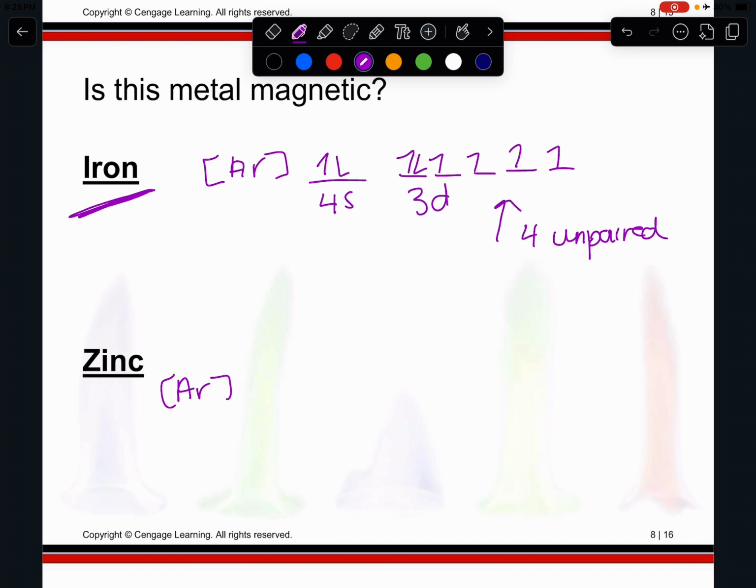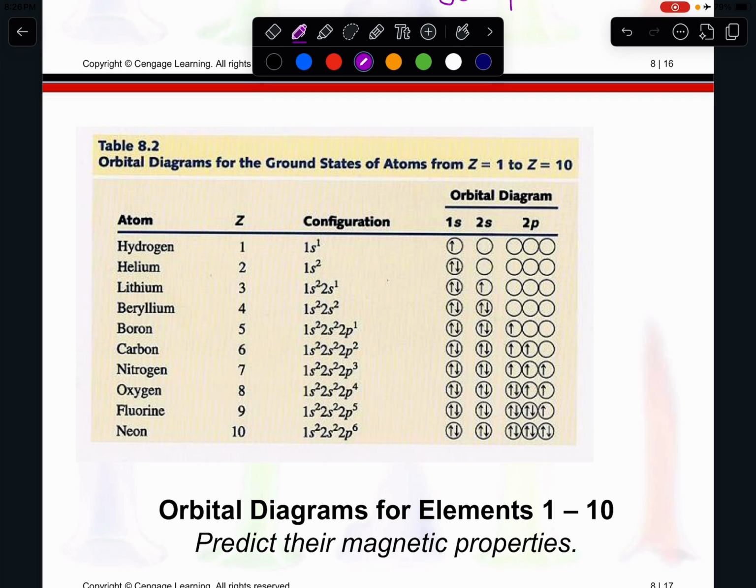And so here is a quick little orbital diagram for the first 10 elements. And we're going to say if this is magnetic or not. So I'm going to put a P for magnetic because it stands for paramagnetic, and then I'm going to put in D for diamagnetic, which means that it is not magnetic.